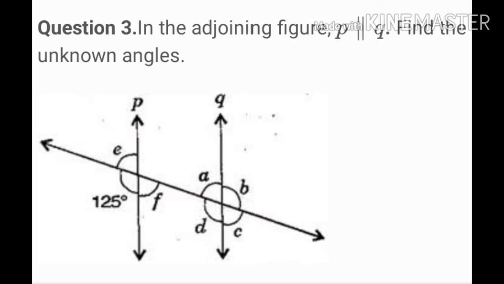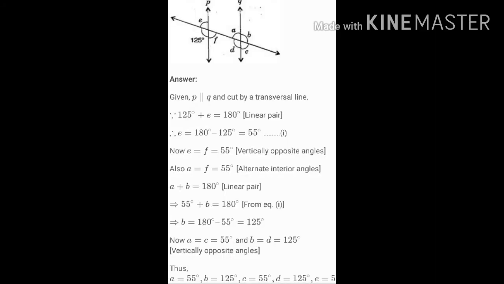Now in the third question, P is parallel to Q. Find the unknown angles. Unknown angles here are A, B, C, D, E and F. So keeping in mind that E and F will be equal, A and C will be equal, D and B will be equal, let's have a solution with the help of the figure.